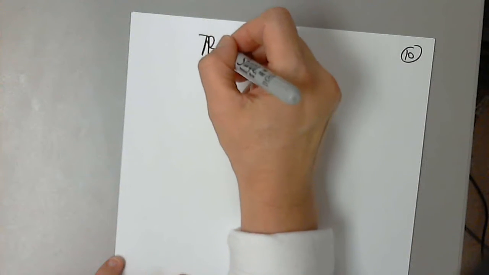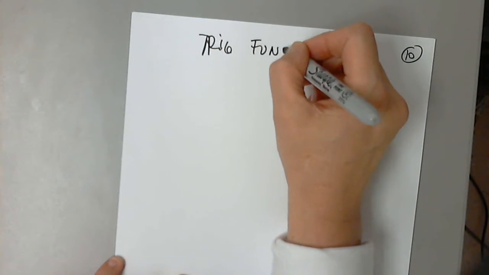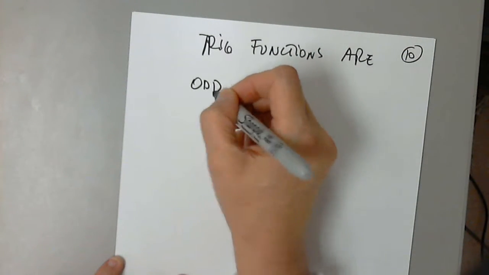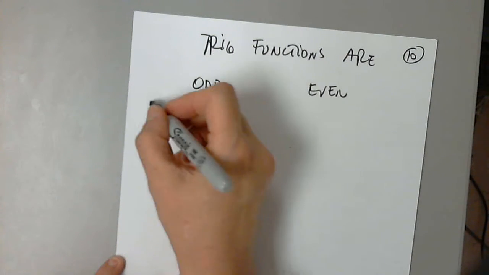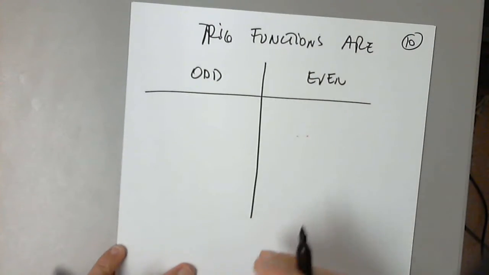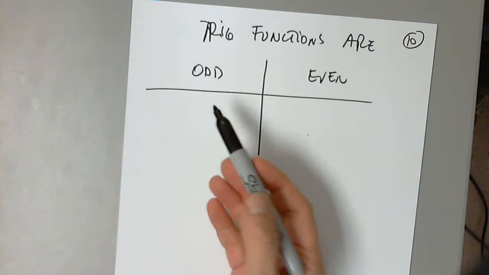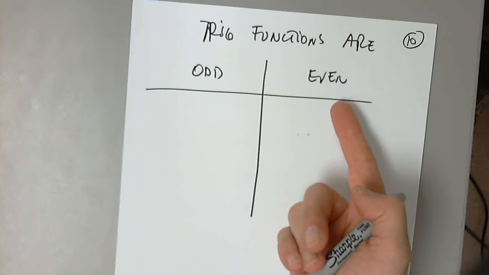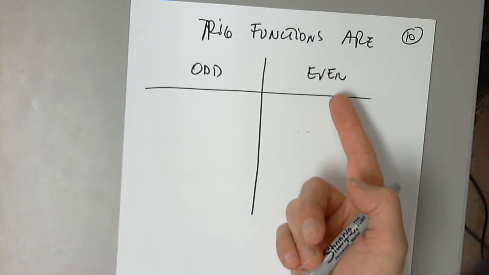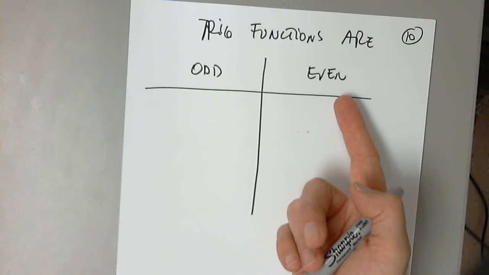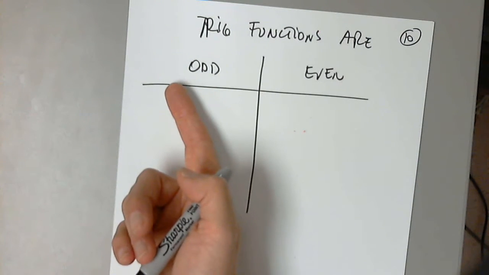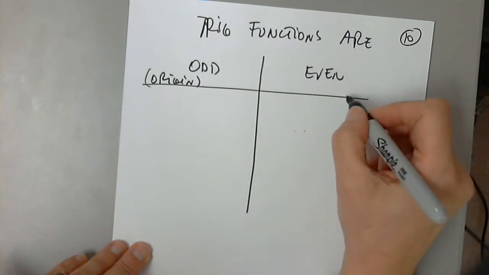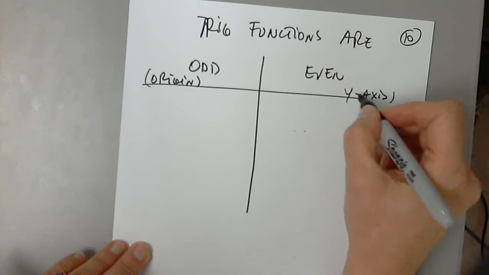So trig functions are odd or even. Odd functions are symmetric with respect to the origin, and even functions are symmetric with respect to the y-axis. So let me put in parentheses for everyone: odd, origin symmetry; even, y-axis symmetry. Please remember that.